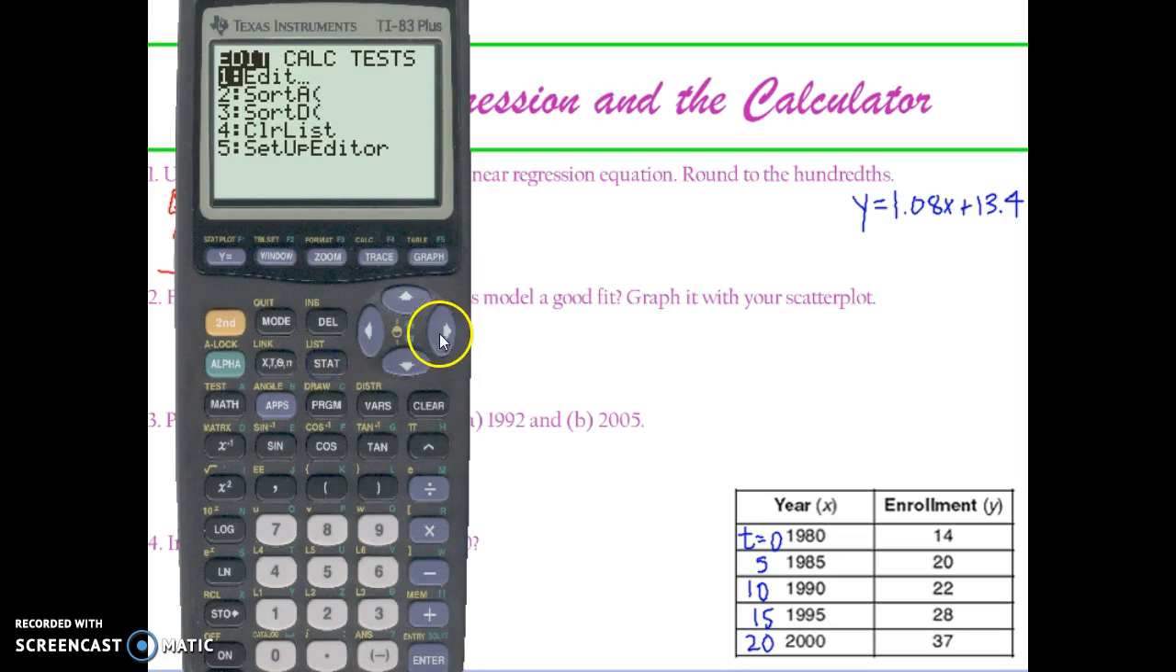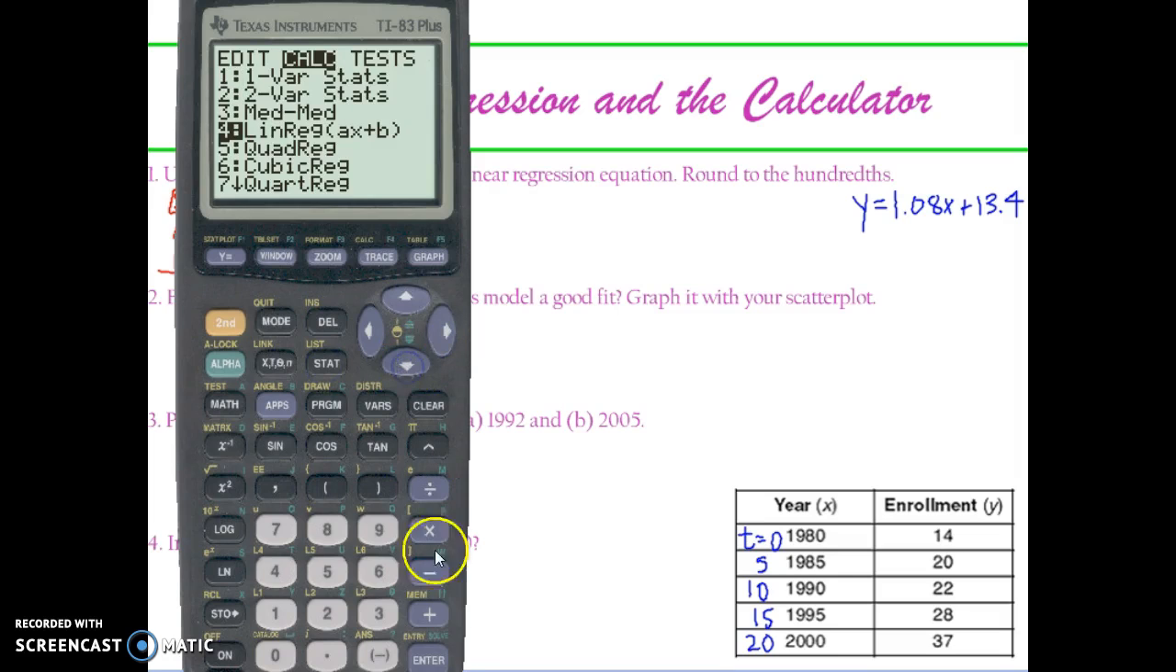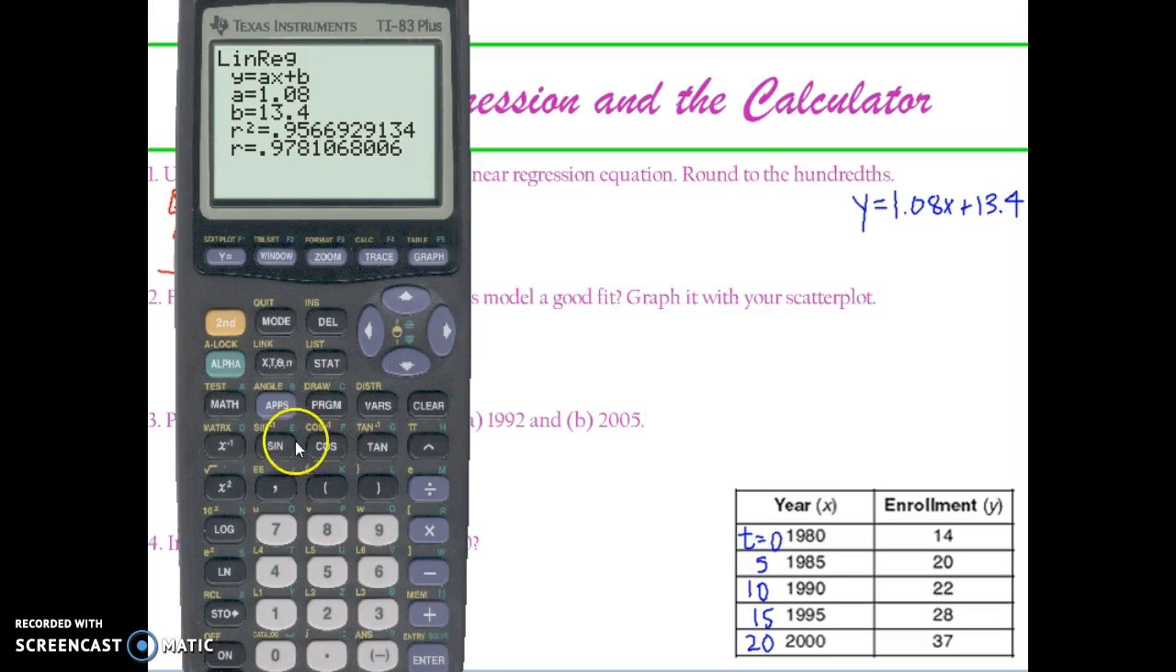Now I'm going to go back and do the same thing, stat calc linreg. And I've got y equals a, b, r squared, and r. That r is my correlation coefficient. So for this one, my correlation coefficient is 0.978.